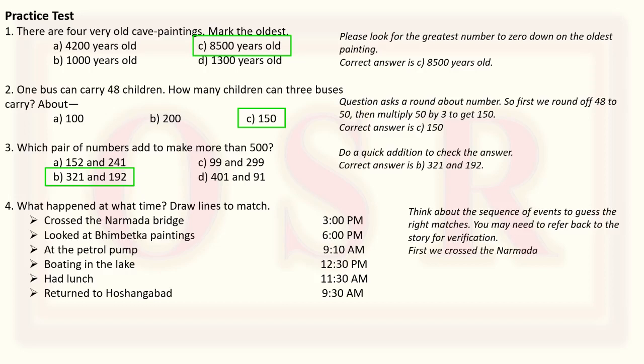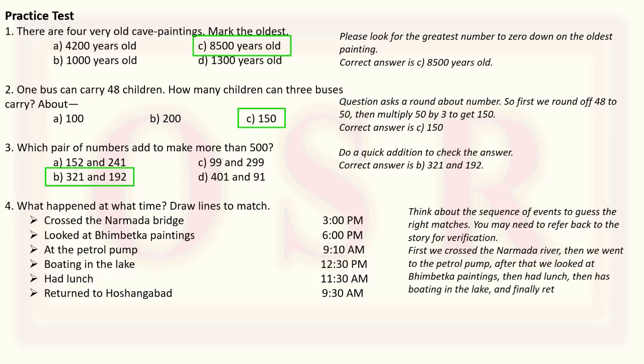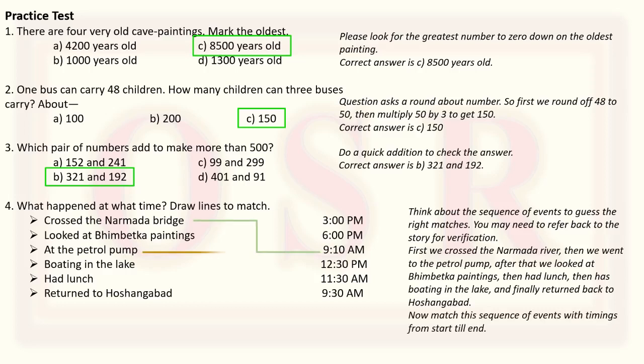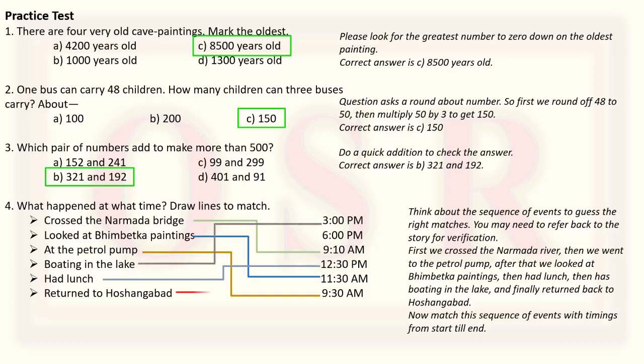First, we crossed the Narmada river. Then, we went to the petrol pump. After that, we looked at the Bhimbetka paintings. Then, had lunch. Then, had boating in the lake. And finally, returned back to Hoshangabad. Now match this sequence of events with timings from start till end. Right, guys? So the first one goes with the third one. Petrol pump goes with 9:30. Then Bhimbetka 11:30. Okay, so you can match the remaining like this.